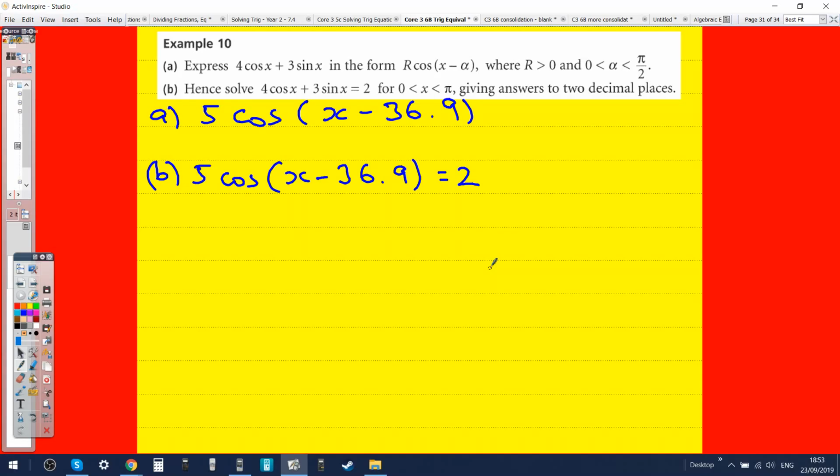Would you expand to compound angle formula? No, you're just solving it. So expand the brackets, just multiply out the brackets. That's not possible. It's not multiplied, it's the cos of that. Yeah, I need to remember that.